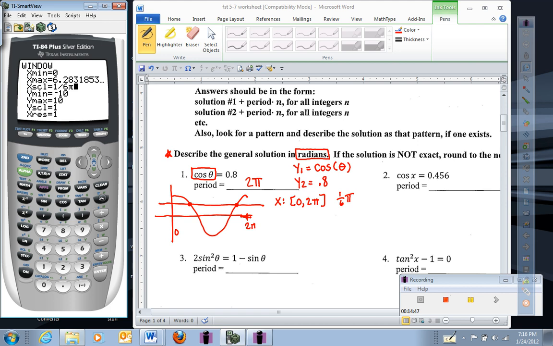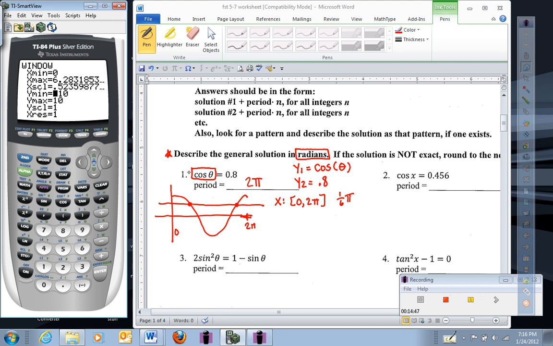Now you're also going to notice that when you put your x max of 2 pi in there, and also when I hit return here on the x scale for 1/6 pi, it immediately turns those into decimals. So they're not exactly those amounts, but they're rounded for that.